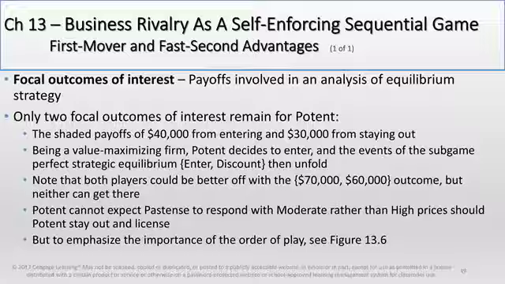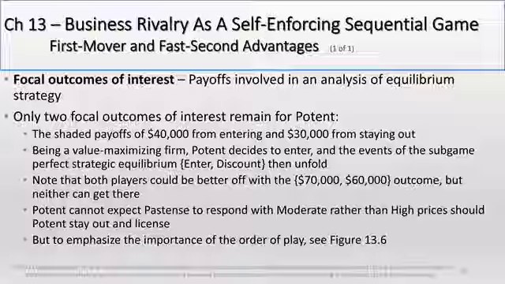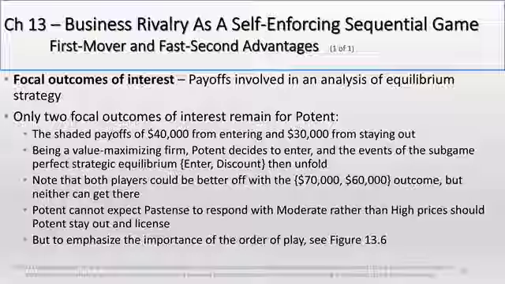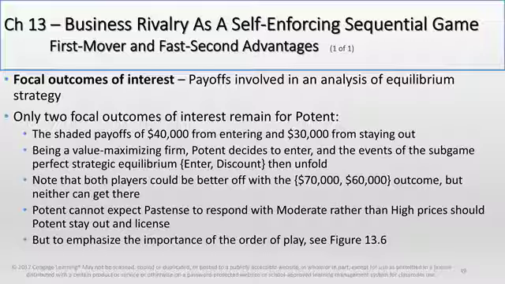Key comparison: timing shifts power. In the first version, the entrant moves first; in the second, the incumbent moves first. If the entrant moves first, the incumbent reacts: Potent enters, Pastinence discounts, equilibrium enter and discount, and Pastinence earns 50K. If the incumbent moves first, the incumbent commits: Pastinence sets moderate prices, Potent stays out, equilibrium moderate and stay out, and Pastinence earns 70K.